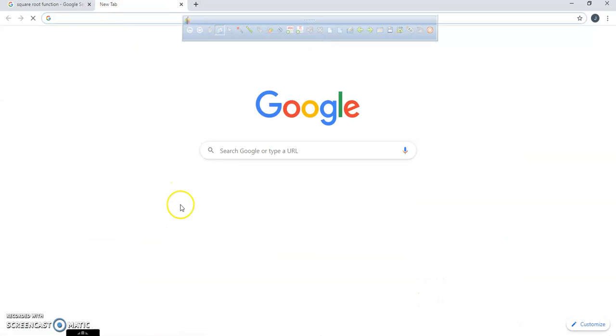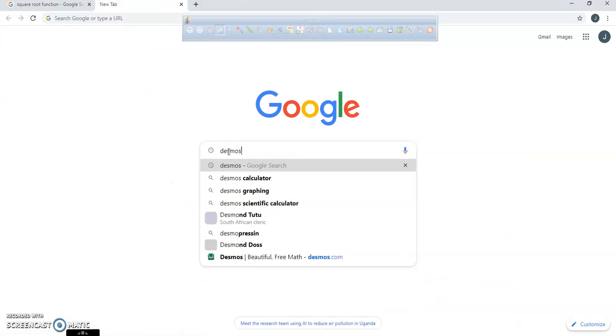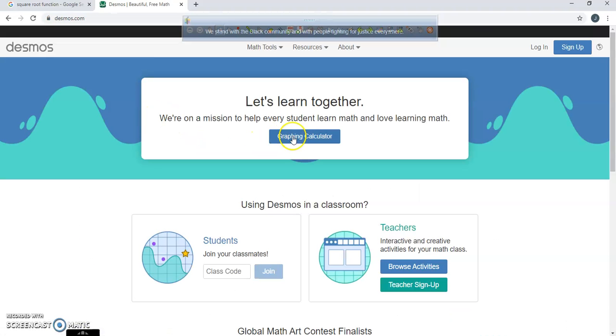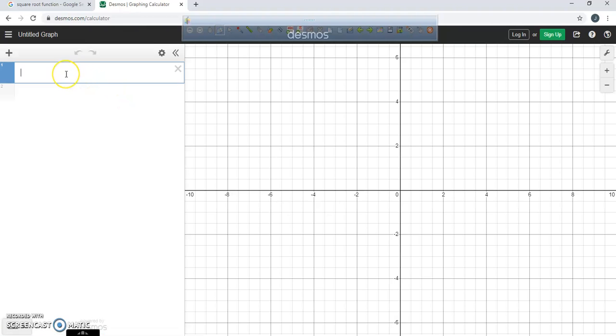So what you could do is go to Desmos, which is a really good graphing calculator. Go to Desmos, open up a tab, hit the graphing calculator, and you could type in f of x, which is in function notation. You could put f of x, or you could put y equals. But I'm going to type in the square root of x.